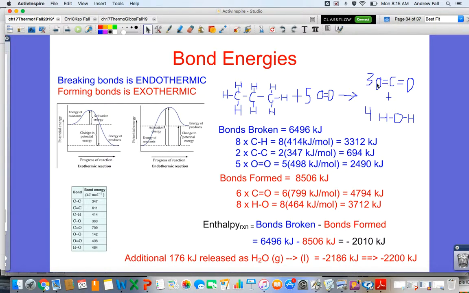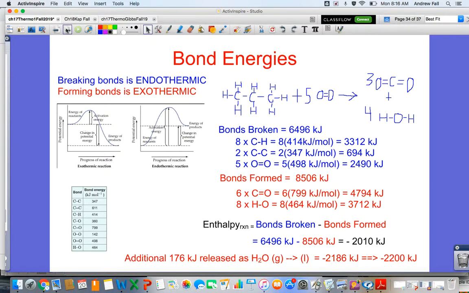And then the energy released when the new products form is, because you have 3 carbon dioxide molecules, you have 6 carbon to oxygen double bonds, and then with the 4 water molecules, you have 8 oxygen to hydrogen bonds that form, and you get about 8,500 kilojoules released when the new bonds form. So if we look at the energy for the reaction, since the bonds being broken requires an input of energy, we would give that a positive value for the energy there, and then the energy released would be negative. You can see that this releases about 2,000 kilojoules of energy.